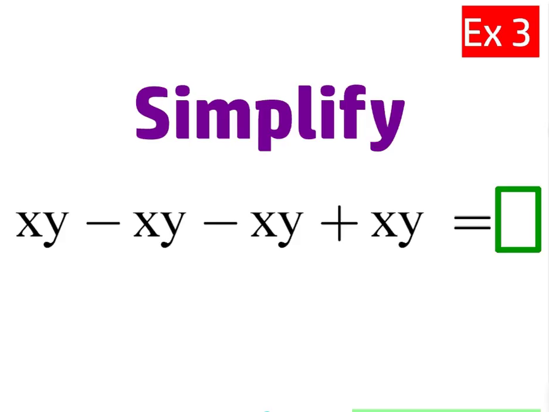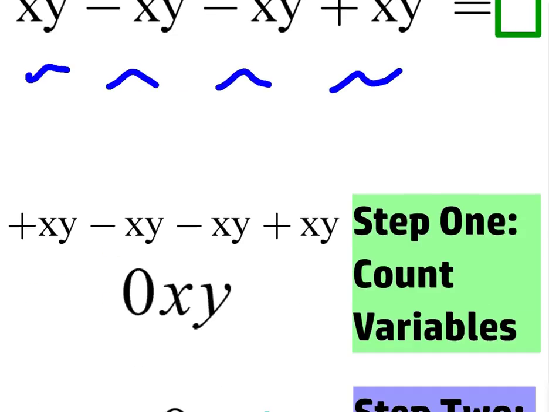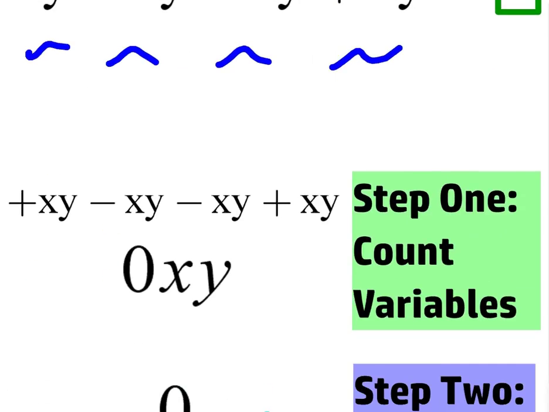Okay, next we have xy minus xy minus xy plus xy. So the question is, how many pluses and how many minuses do we have? Well, if we write that out, we fill out the missing plus for the first xy, so it's 1 plus, 2 pluses, but then we have 2 minuses. Again, xy is a number just like any other number. Xy means x times y, and if you multiply two numbers, you get a number back. So just treat it like a single number.